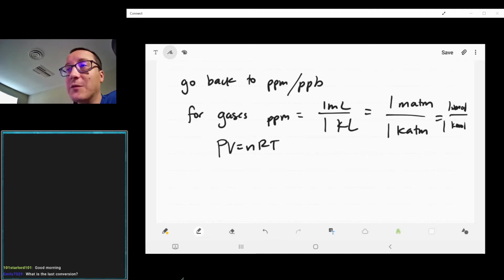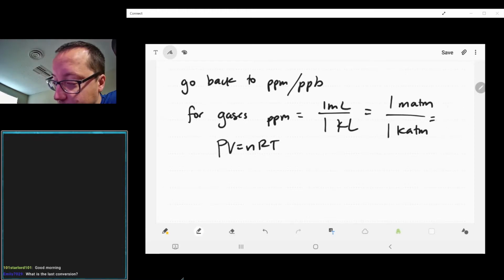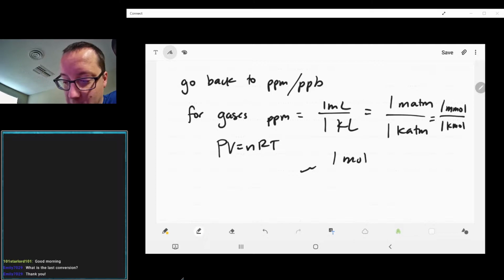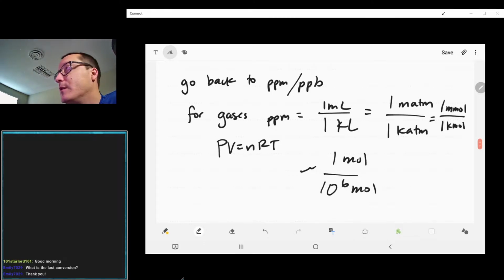What is that last conversion? That's a very good question. It is messy handwriting, but it is going to be moles. So 1 millimole over 1 kilomole, any of these would be the same, right? We could have 1 mole over just 10 to the 6 moles. That would work as well. So same with all of these things.